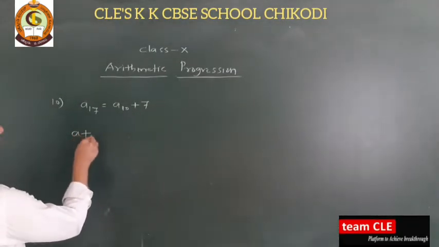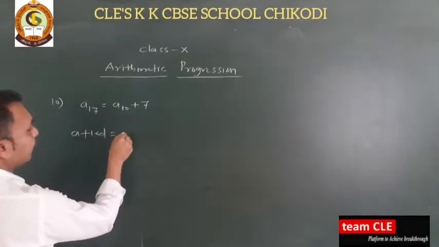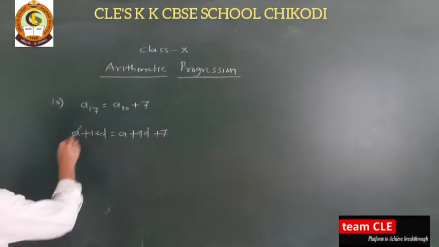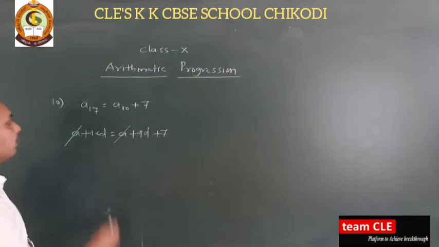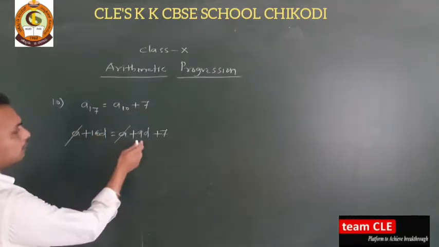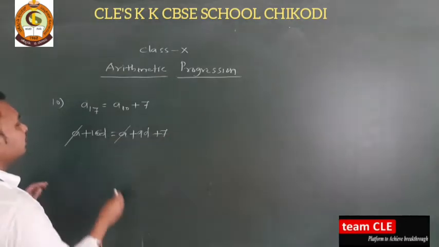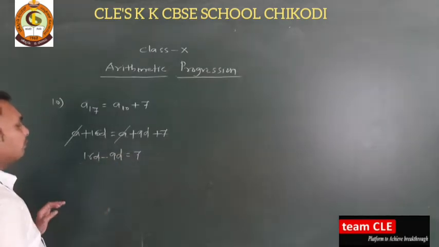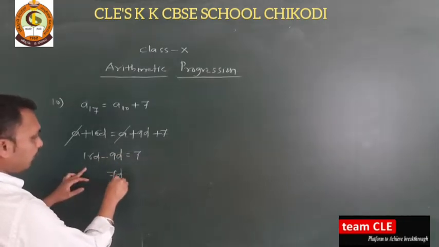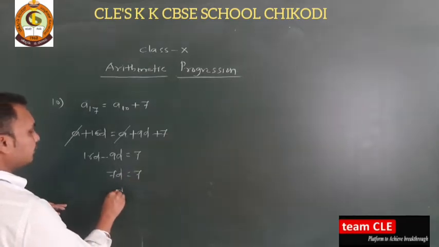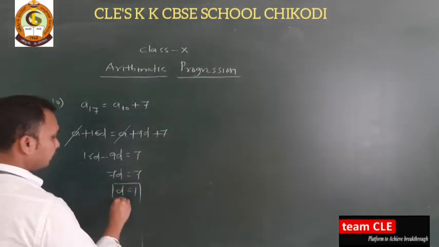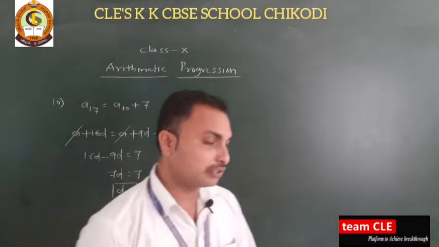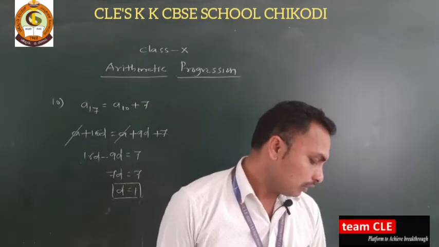A17, how can we write it? It is A plus 16D, and A10 we can write as A plus 9D plus 7. Now this A and this A get cancelled very simply. Now we have 16D and this is 9D. We can take this to this side, 7 keep as it is. So 16D minus 9D is equal to 7. How much remains here? 7D remains, equal to 7. Now D is equal to 1. So this is a very simple 1 mark question. I hope you understood this question. Well, now the next one.